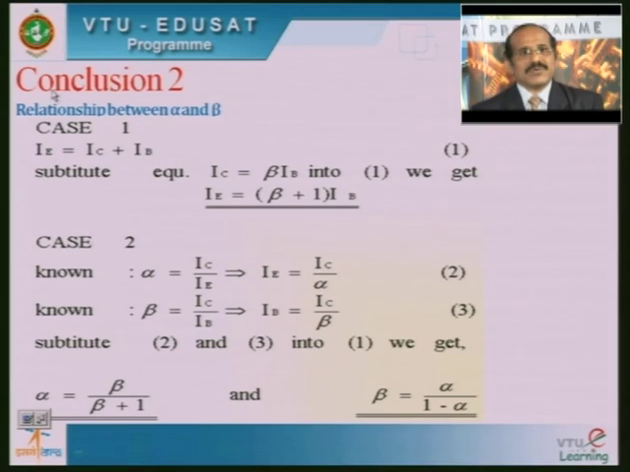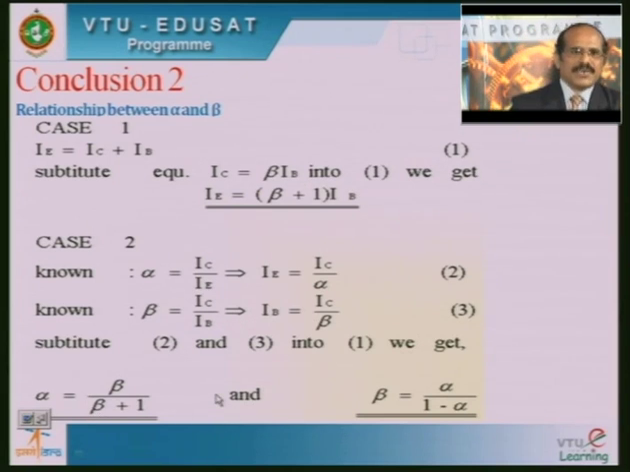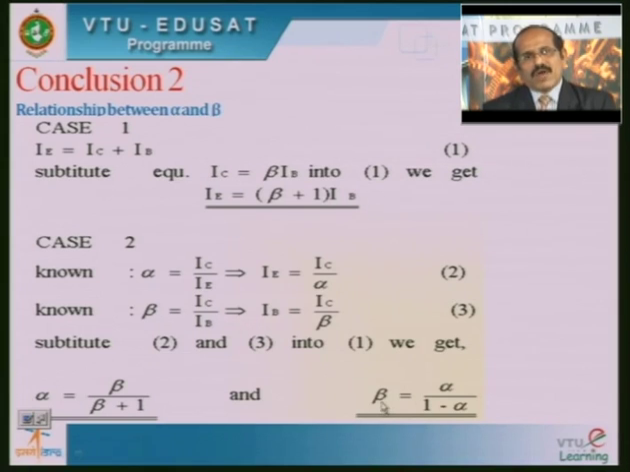And also we could establish the relation between alpha and beta. We have seen that the emitter current is nothing but IC plus IB here, and we know that IC in terms of beta is IC equal to beta times IB here. If you substitute this IC into the equation, we get IE equal to beta plus 1 into IB here. So from these two equations we get equations 2 and 3. If we substitute 2 and 3 into equation 1, we get alpha equal to beta by beta plus 1. Similarly, beta equal to alpha by 1 minus alpha.